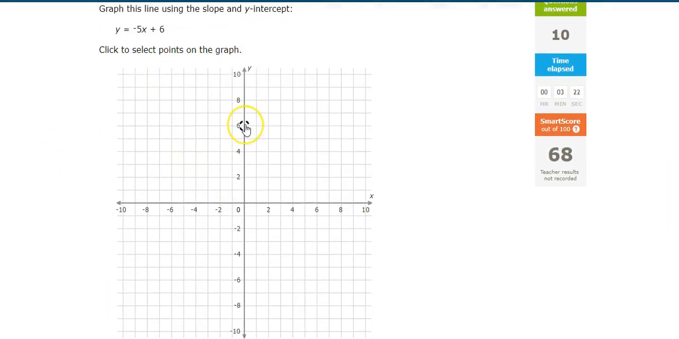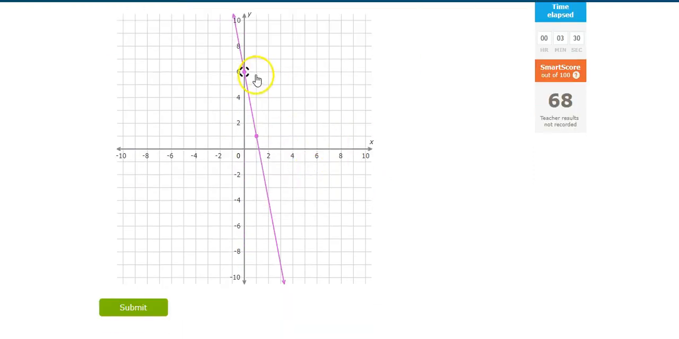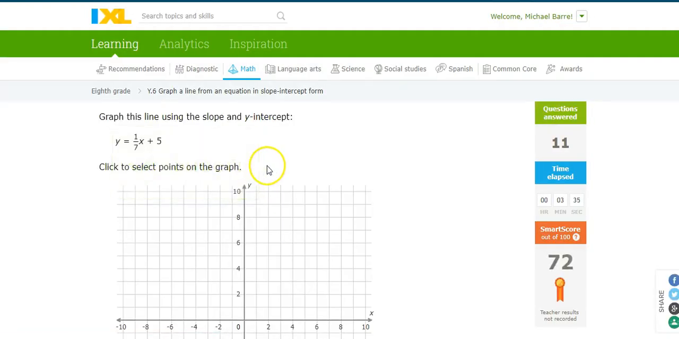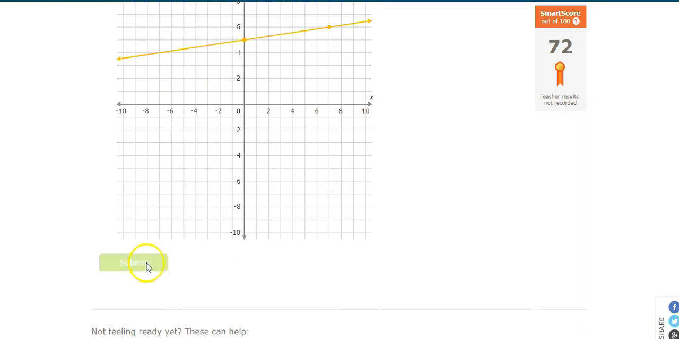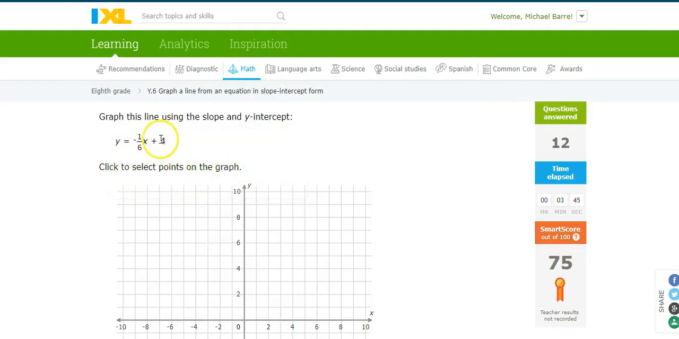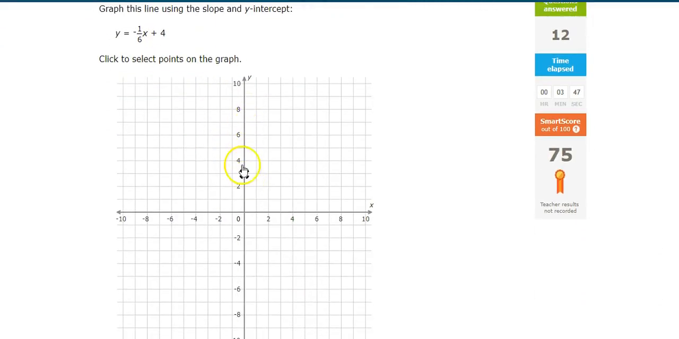All right, so let's start at 6, and it says go down 5, 1, 2, 3, 4, 5, over 1. Remember, the over is always positive. You either go up or down, and then over positive. Okay, starting at 5, go up 1, over 7. Start at 4, go down 1 over 6.